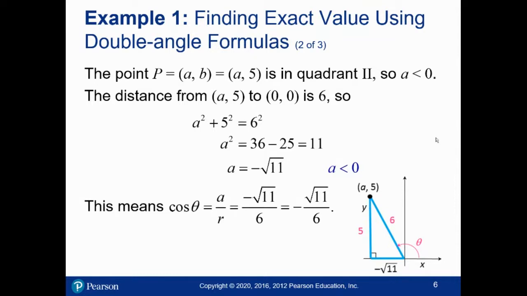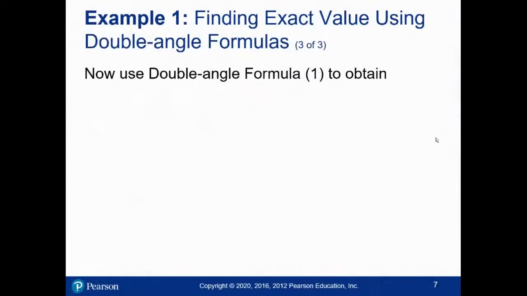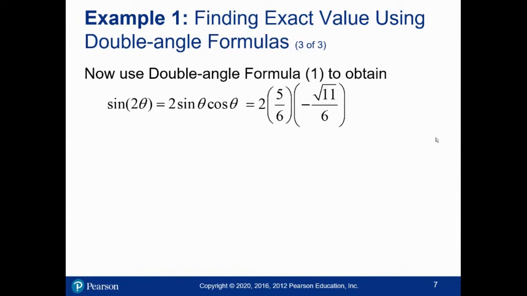Now that we know the cosine of theta, we can apply the double angle formula. The sine of 2 theta is 2 sine theta cos theta. We know sine of theta is 5/6 and cosine theta is negative root 11 over 6, and we simplify all this down to just get minus 5 root 11 over 18. Part A, done. Great.